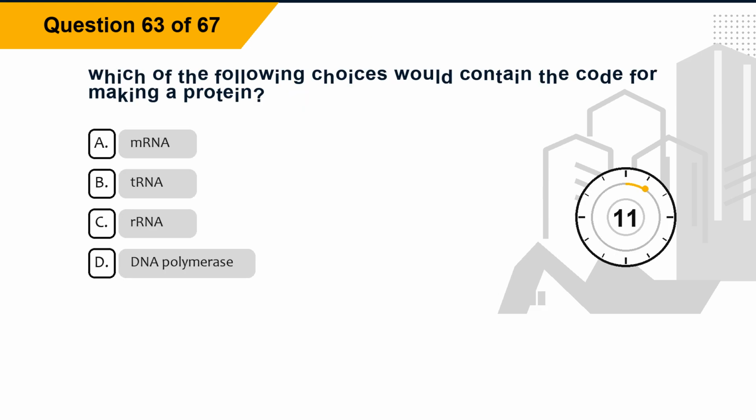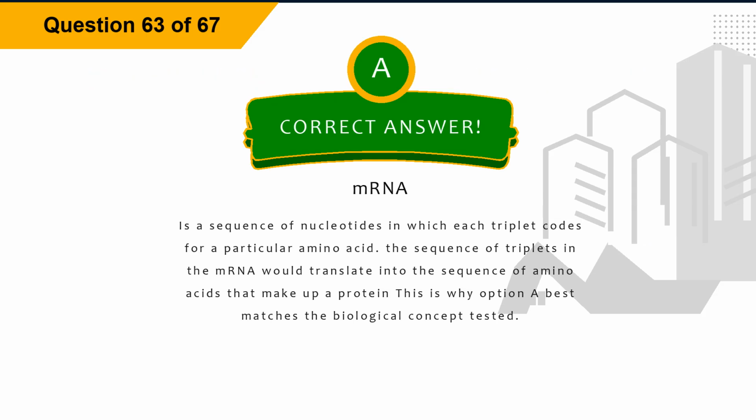Question 63. Which of the following choices would contain the code for making a protein? Option A, mRNA. Option B, tRNA. Option C, rRNA. Option D, DNA polymerase. The correct answer is option A, mRNA. Explanation: mRNA is a sequence of nucleotides in which each triplet codes for a particular amino acid. The sequence of triplets in the mRNA would translate into the sequence of amino acids that make up a protein. This is why option A best matches the biological concept tested.